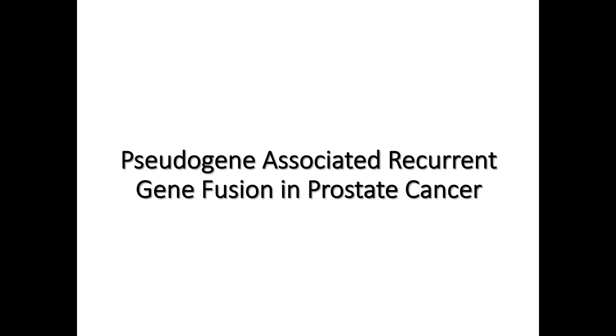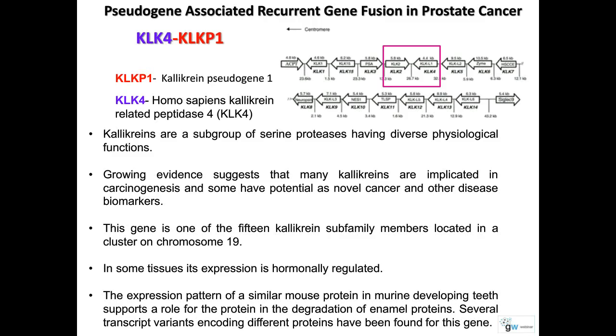So here I show you the gene fusion that we identified. It involves KLK4, which is a protein coding gene, and KLKP1, which is the pseudogene located within the kallikrein gene cluster on human chromosome 19. Within the red box I show the location of KLK4 and KLK2. Between KLK4 and KLK2, the KLKP1 is located. Next, I will show the genomic structure of the fusion.